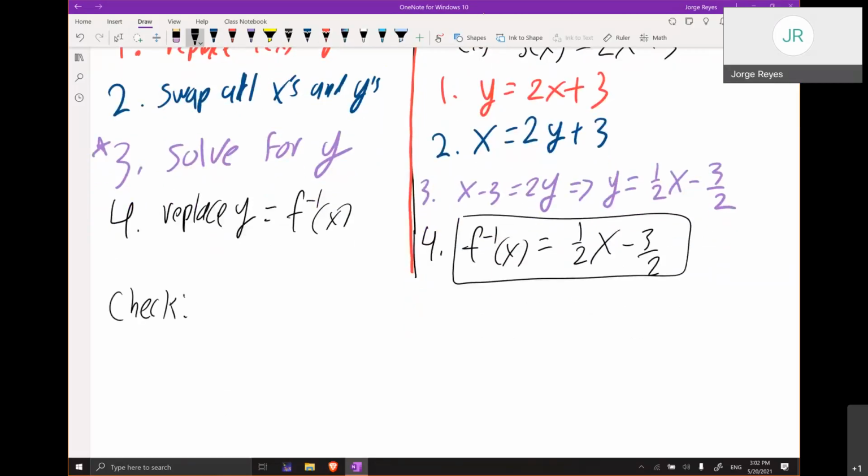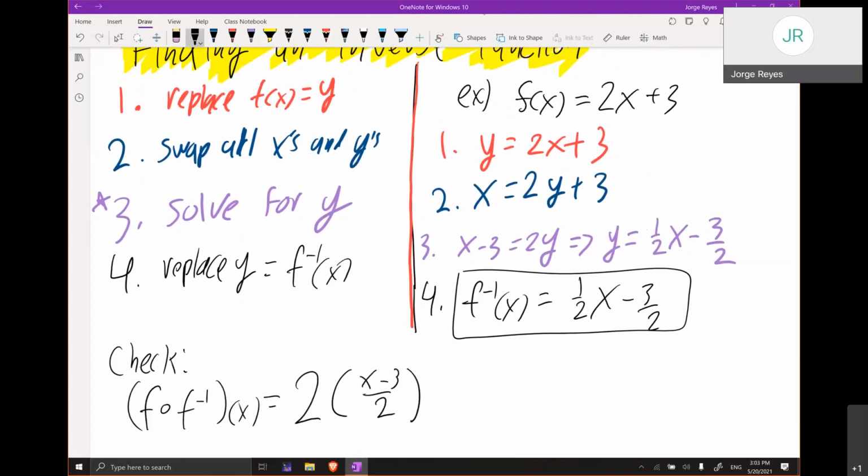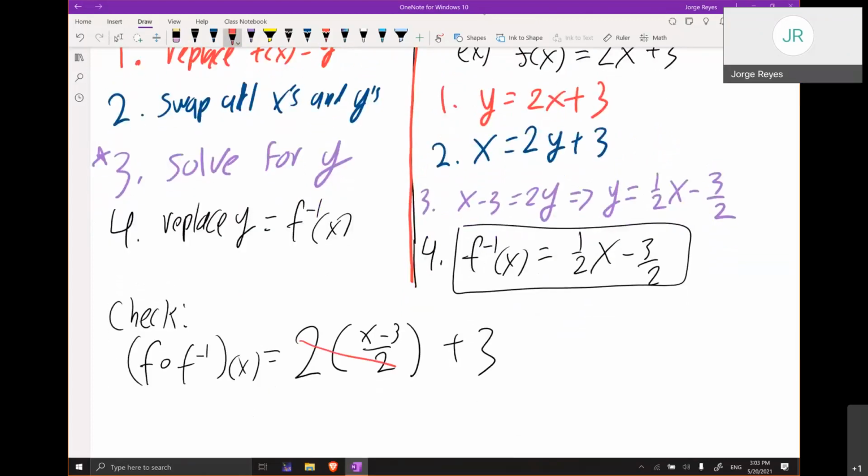All right, let's see. If I do f of f inverse, so that's going to be 2 times, and then I'm going to rewrite this, I'm going to stick them together, so like this, plus 3. So the 2's cancel. X minus 3 plus 3. The 3's cancel. And ta-da, you get x.